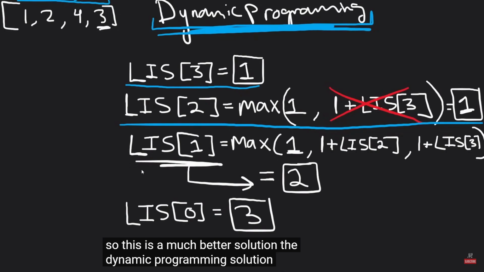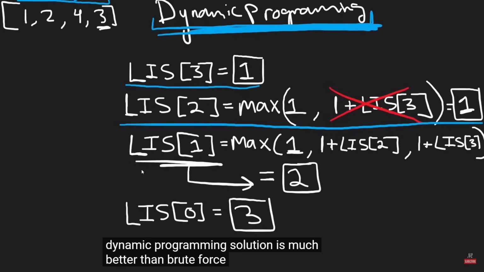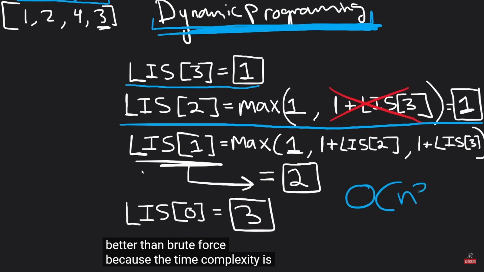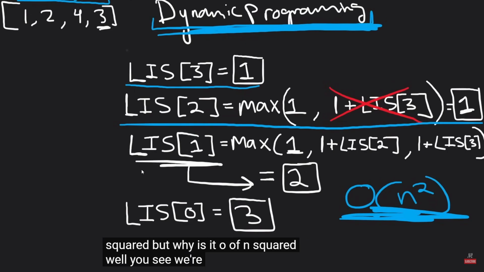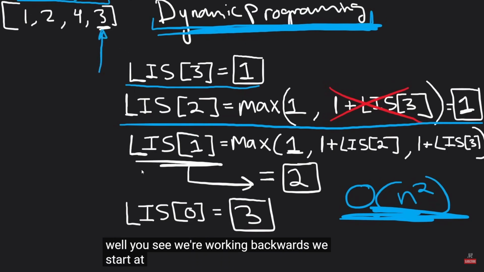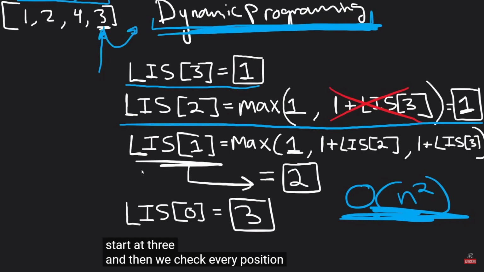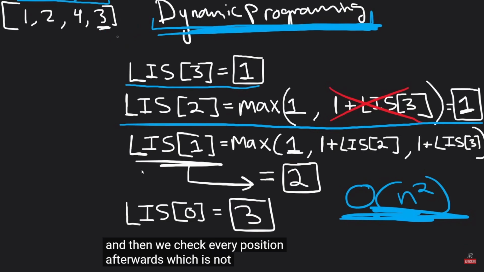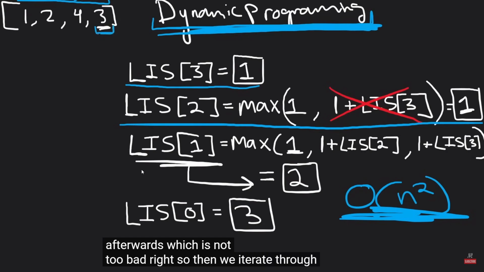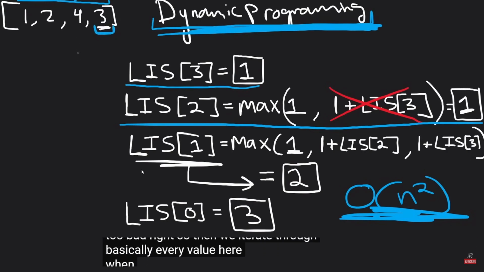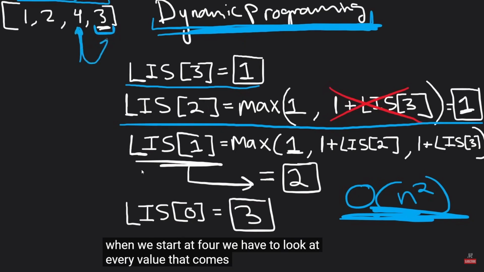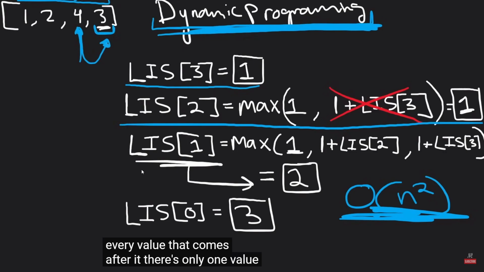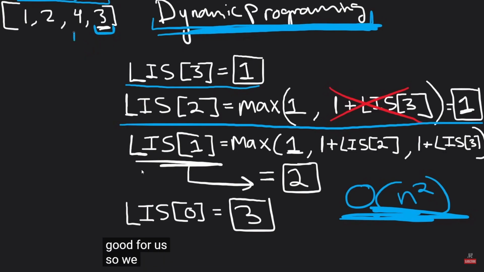So this is a much better solution. The dynamic programming solution is much better than brute force because the time complexity is O of n squared. But why is it O of n squared? Well, you see we're working backwards. We start at 3 and then check every position afterwards, which is not too bad, right? So then we iterate through basically every value here. When we start at 4, we have to look at every value that comes after it. There's only one value that's good for us. So we iterate through these two values.